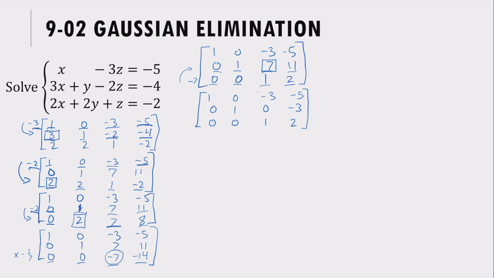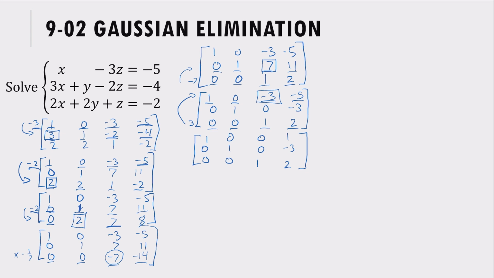Let's continue up the column. Let's turn that -3 into a 0. So I could do 3 times the bottom row, add it to the top row. Top row is changing. The middle row is staying the same. The bottom row is staying the same. Top row becomes 3 times 0 plus 1, 3 times 0 plus 0, 3 times 1 plus a -3, 3 times 2 is 6, plus a -5.